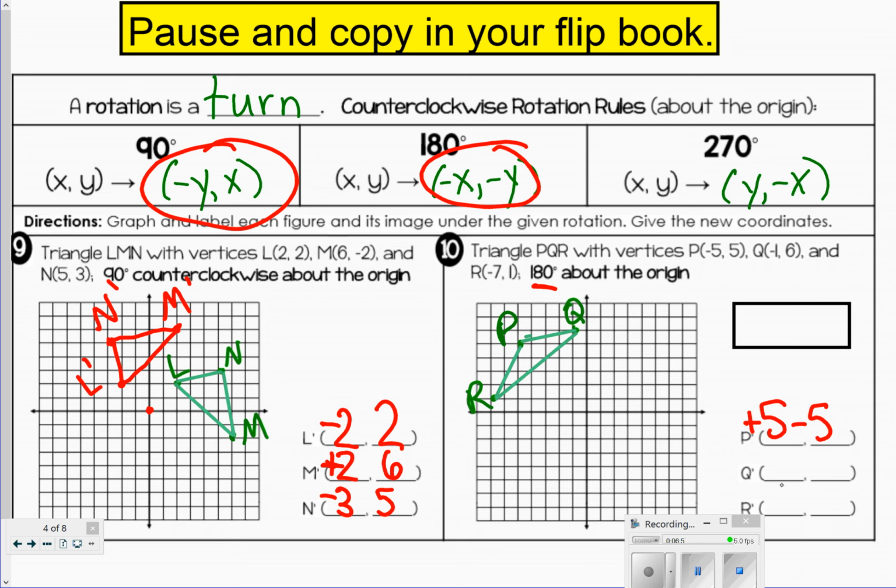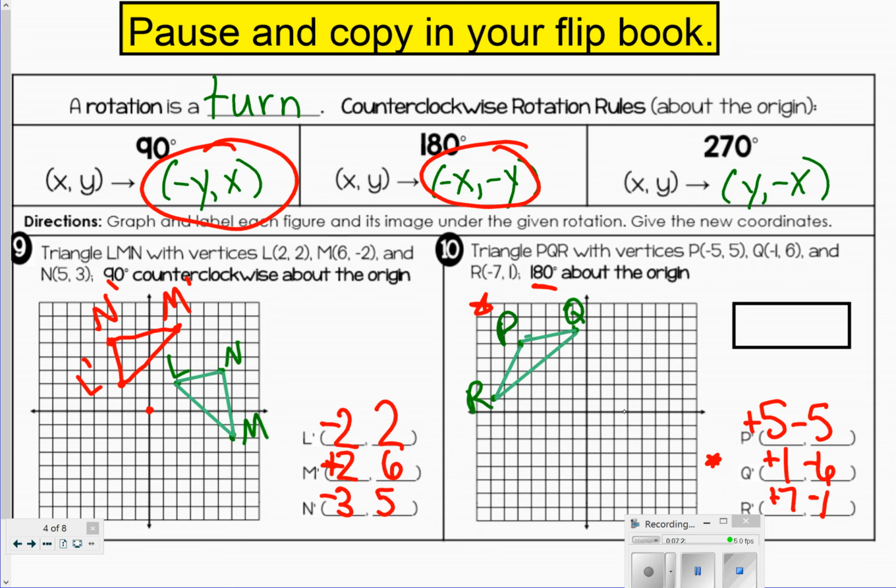And Q was -1, 6, and we're going to change the sign of both of those. And R was -7, 1, and we're going to change the sign of both of those. So 180 degrees, if it's right here in quadrant 2, is going to be opposite, and opposite to 2 would be number 4, which is down here. All right, so P is at +5, -5.